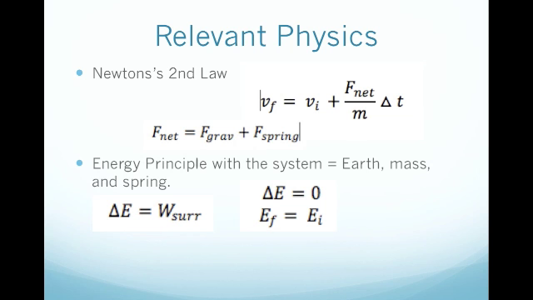We will also need to make use of the energy principle, which states that the change in energy is equal to the work done by the surroundings. Choosing the Earth, mass, and spring as our system, we know that the work done by the surroundings is equal to zero, and therefore the change in energy is equal to zero. We will also use Hooke's law, which will be explained later. Now let's use these in a computational model.